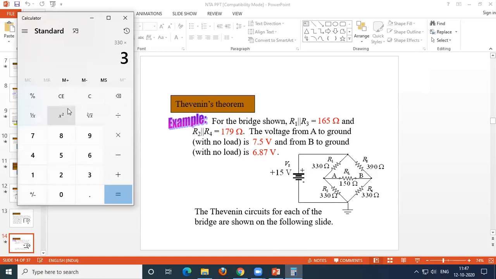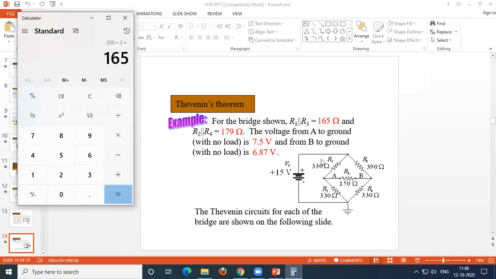330 into 330 divided by R1 plus R3, or 660, that is nothing but 165 ohm. Always remember that if there are two resistors in parallel, and the values of both resistors are the same, then the equivalent resistance is always half of its value. Half of its value means here 330 divided by 2, that is our equivalent value, and that equivalent value is 165 ohm.